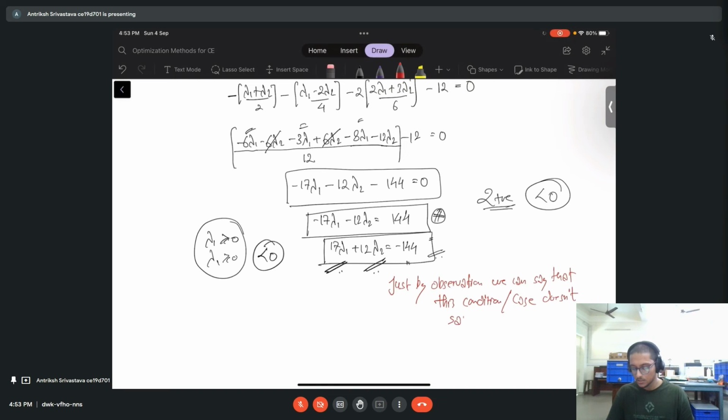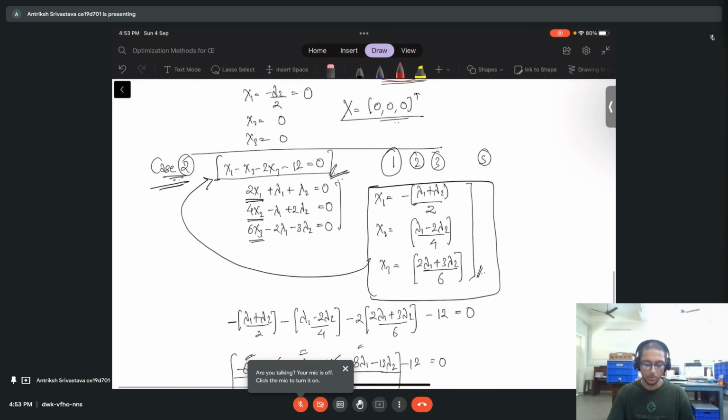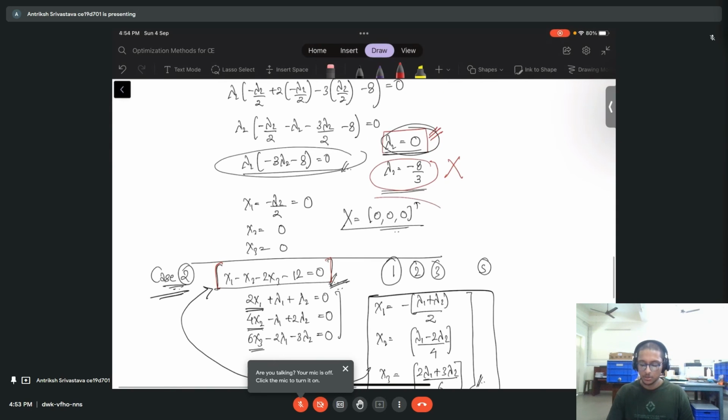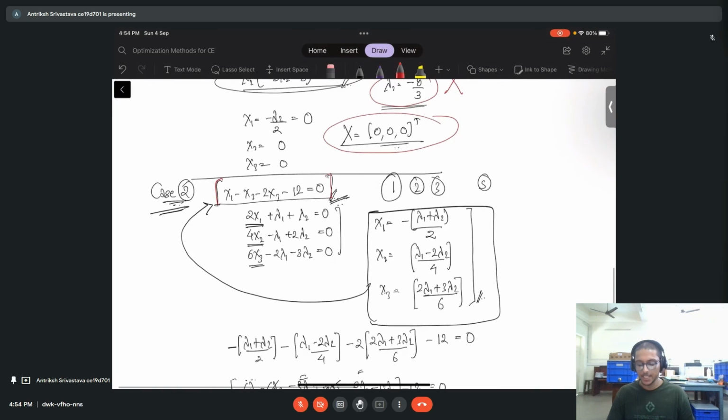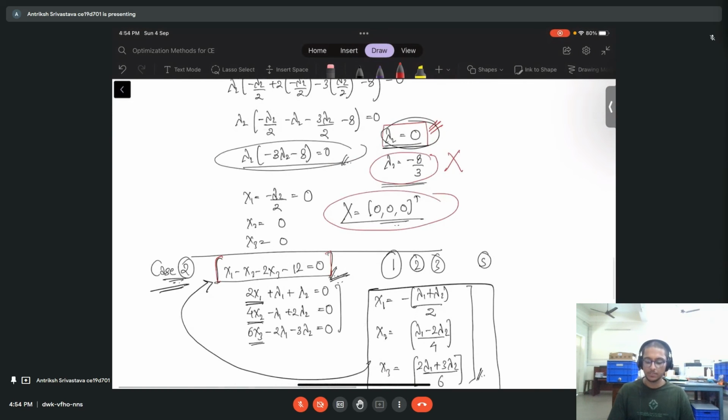doesn't satisfy the inequality conditions. So that means we have exhausted our cases. We had two cases, case 1 and case 2. Case 1 gave us one good answer, case 2 did not give us any good answer. So the correct answer, since we have only one answer, will be this. So this is the point of optima.